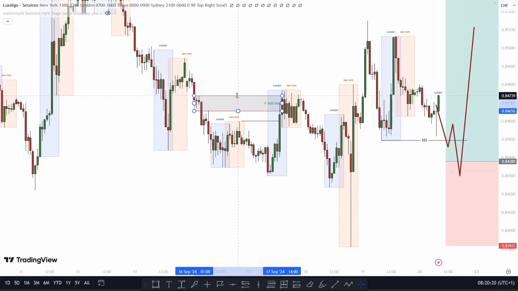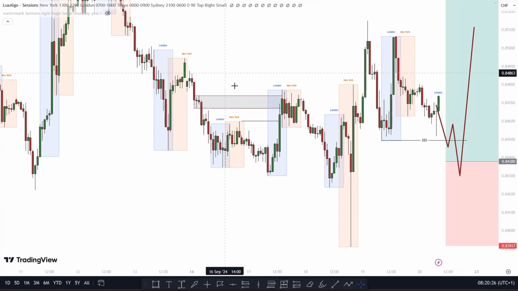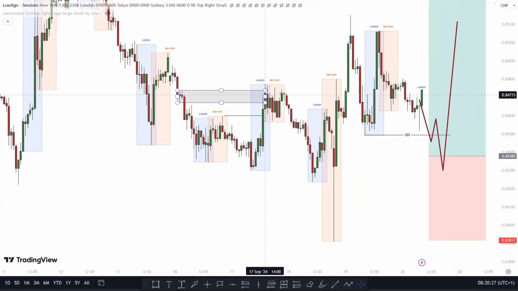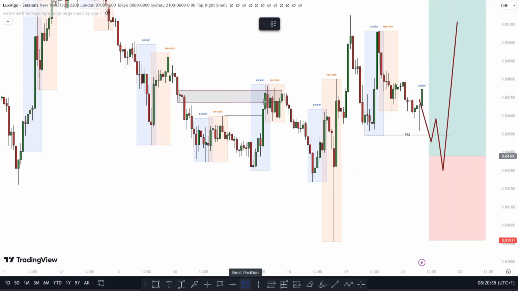And what do we see? We see the market tap into that zone after taking liquidity of the previous day, tapping into that order block, and we started seeing a push down. So if I wanted to take a trade at that point, I'll be looking forward to take a trade somewhere around here. My stop loss definitely will be above.